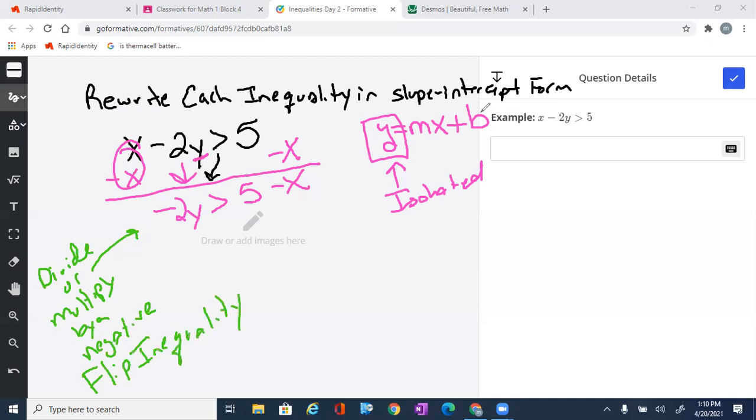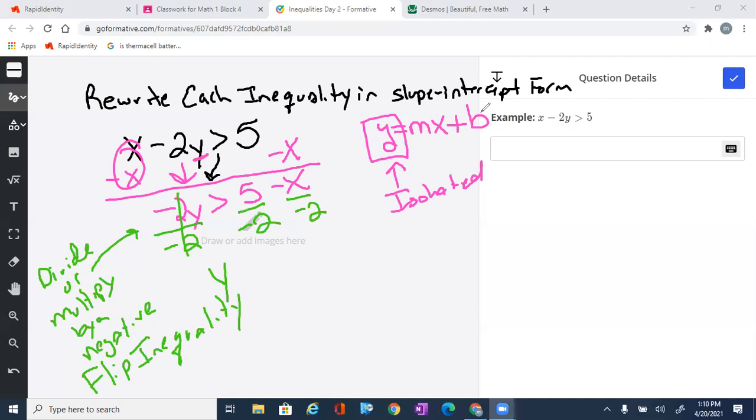Okay, and you'll see that we have a negative 2 times y, and we're going to get rid of that negative 2 by dividing by negative 2. And what we do to one side of the equation, we're going to do to everything on the other side of the equation. And so what we do is we get negative 2 divided by negative 2. This is 1. Y comes out.